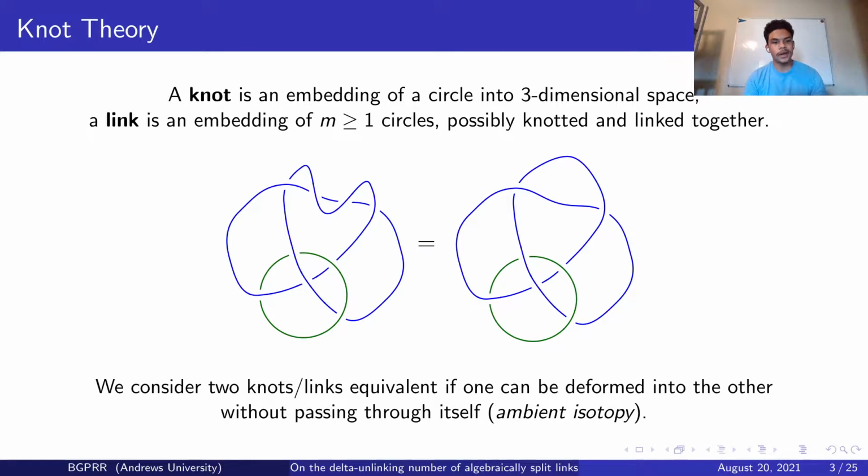So if we first go into a bit of background in knot theory, let's understand what a knot and a link are. A knot is simply an embedding of a circle into three-dimensional space, with a link being an embedding of one or more of these circles, possibly knotted and linked together.